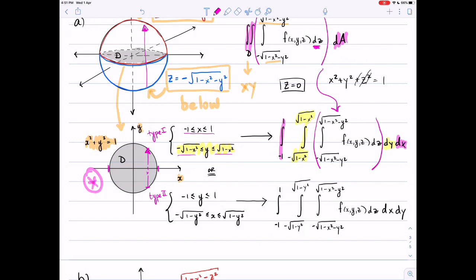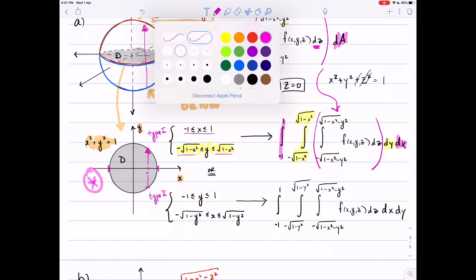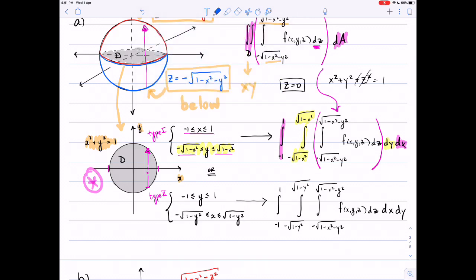We're going to do the same thing now, but as a type 2 integral. As a type 2 integral, you want constants for your y. So y also goes from -1 to 1.